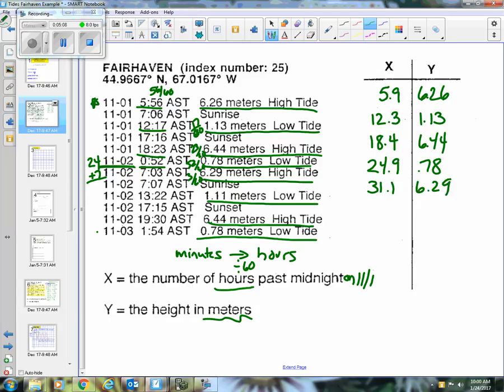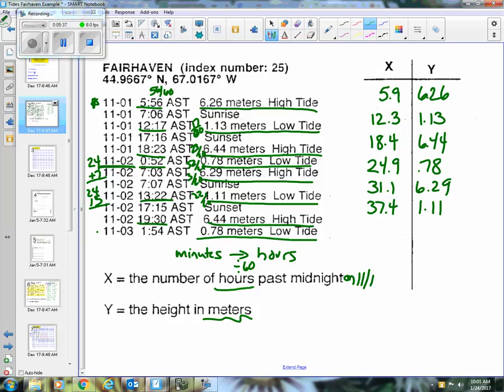All right, so the next one looks like we're at 13:22. So that's like 1 o'clock. So noon would be 12, so 1 o'clock on the second day. So it's 24 plus 13. So we did the whole first day plus another 13 hours, so that'd be 37. And then we've got 22 minutes. So 22 divided by 60 puts you at 0.4, I believe, and that's going to be a low tide of 1.11 meters.